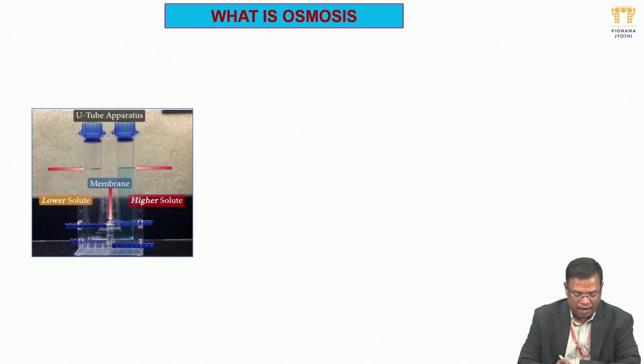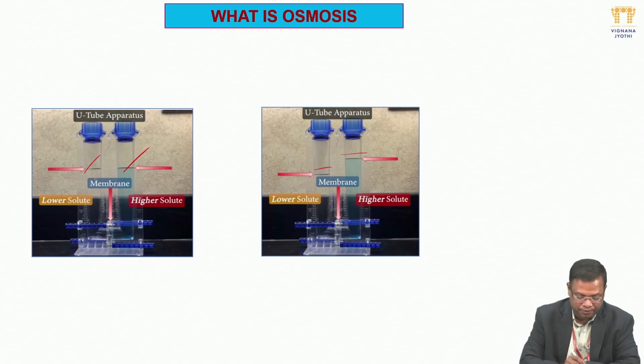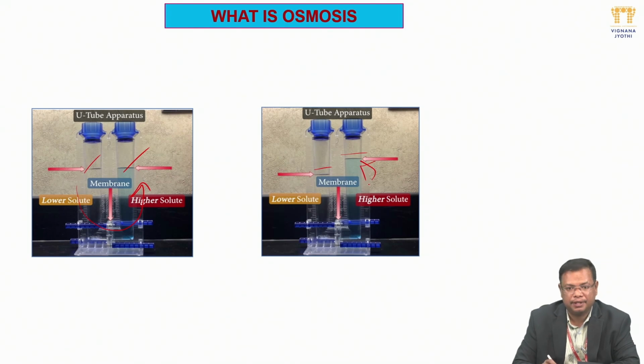So, after some time, see the levels of the liquids are changed here. It is a highly concentrated solution on one side and a low concentrated solution on the other. The solvent flows from the left part to the right side concentrated solution. So, this is the actual happening. Why is it happening? This is called osmosis.